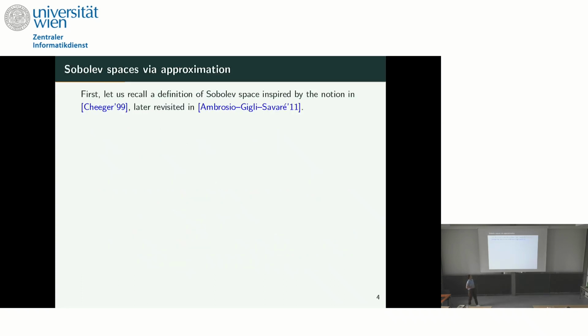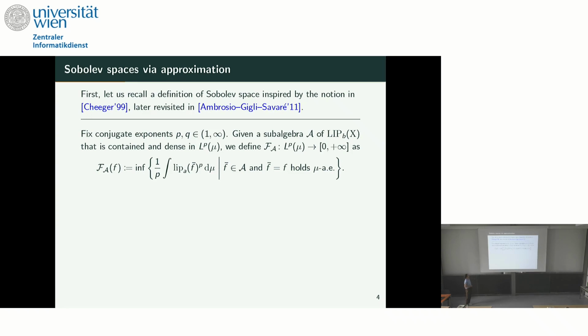Okay, good. So the first definition that I'm going to recall is one inspired by the notion via relaxation or approximation, which has been first considered by Cheeger and later revisited by Ambrosio, Gigli, and Savaré. For this equivalence, we are going to show the equivalence in the case in which p is greater than 1. So for the moment, and later, if there is some time, or along the talk, I will comment also on the case p equal 1.